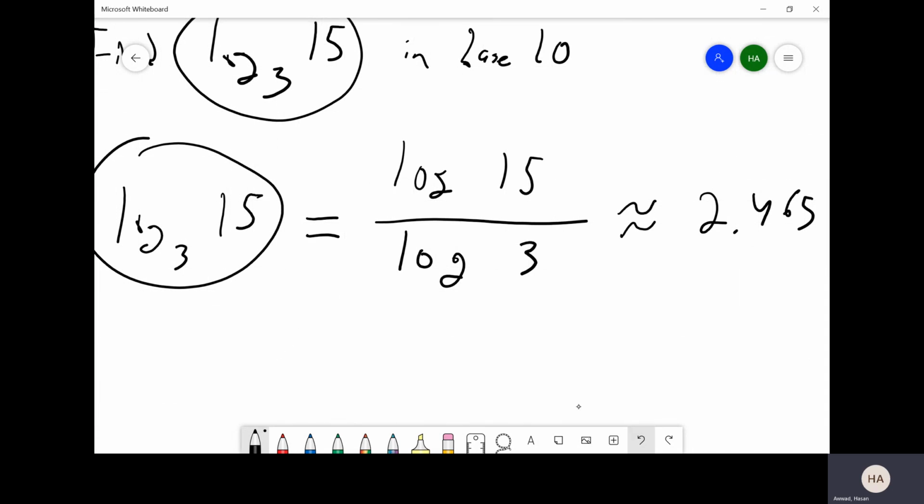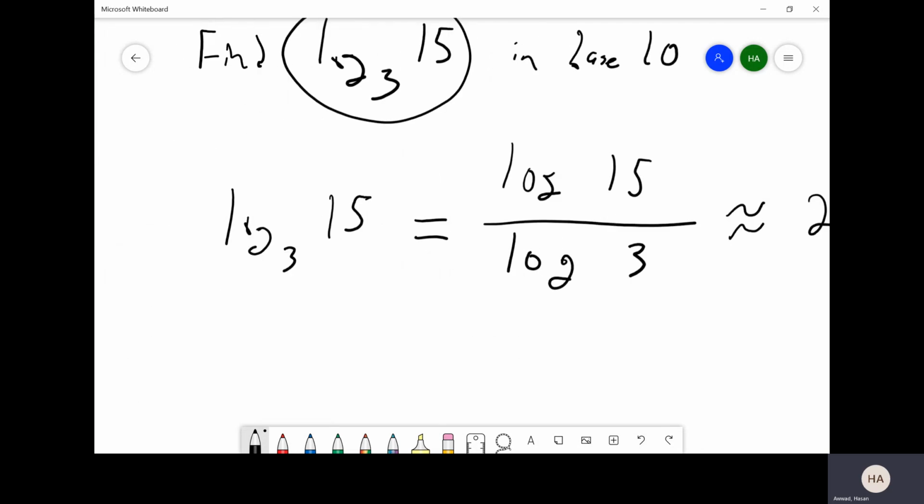Okay, so again, just to quickly recap, the idea here is to change the base. First, you decide what you want your new base to be.